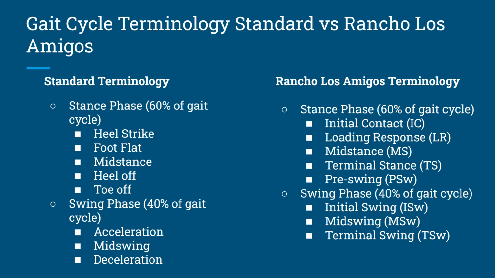Rancho Los Amigos terminology divides the gait cycle into 8 phases based on functional goals. This system emphasizes what the limb is trying to accomplish at each moment. This is particularly useful for understanding pathology and guiding intervention. We will be mostly focusing on the use of Rancho Los Amigos terminology as we go throughout this class.